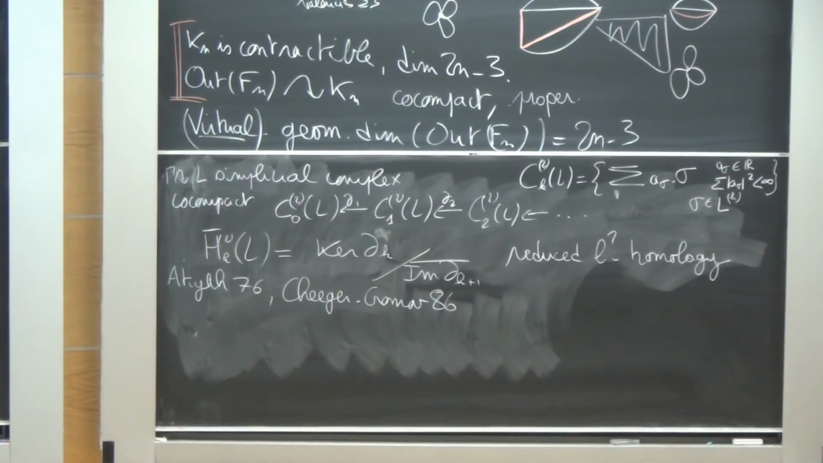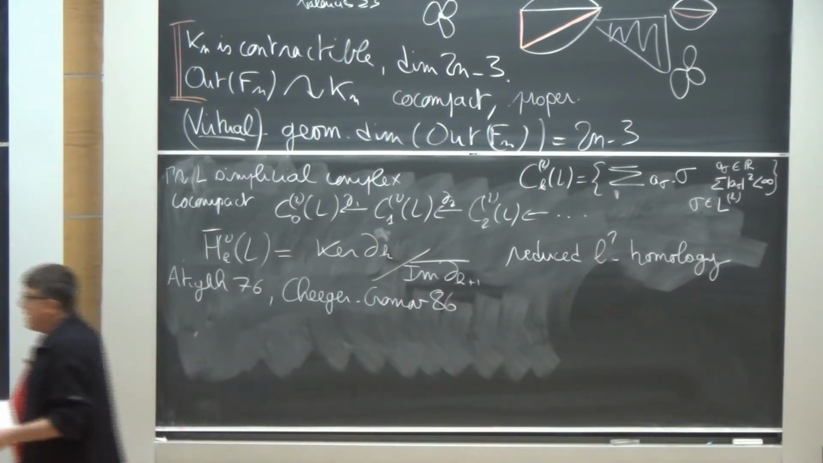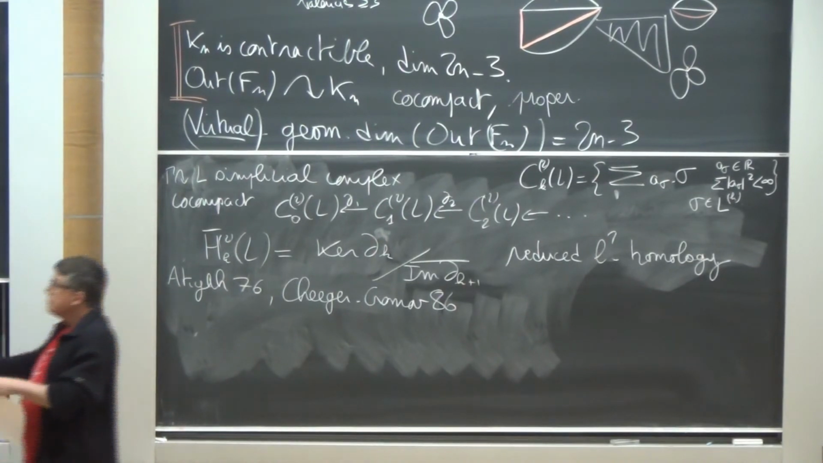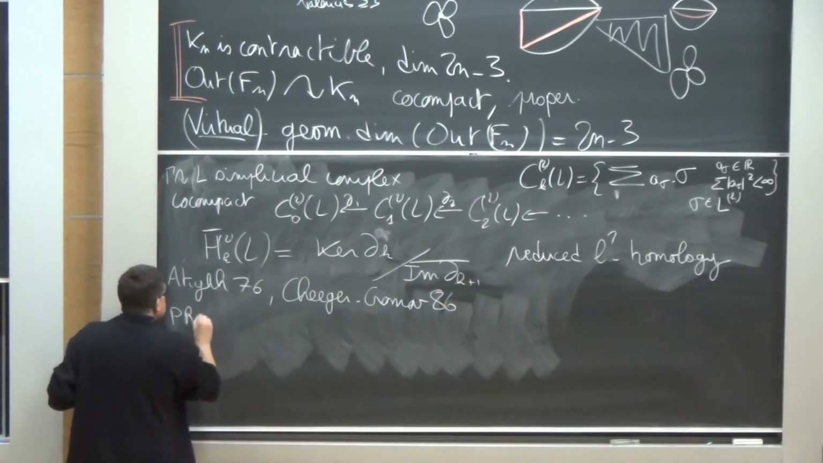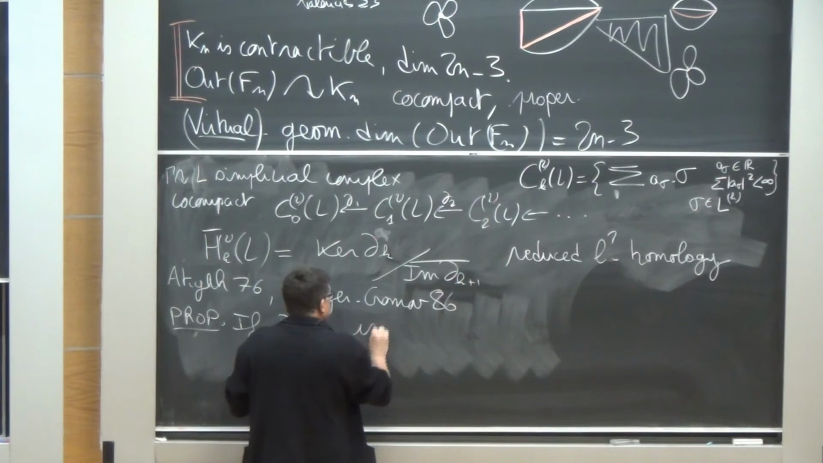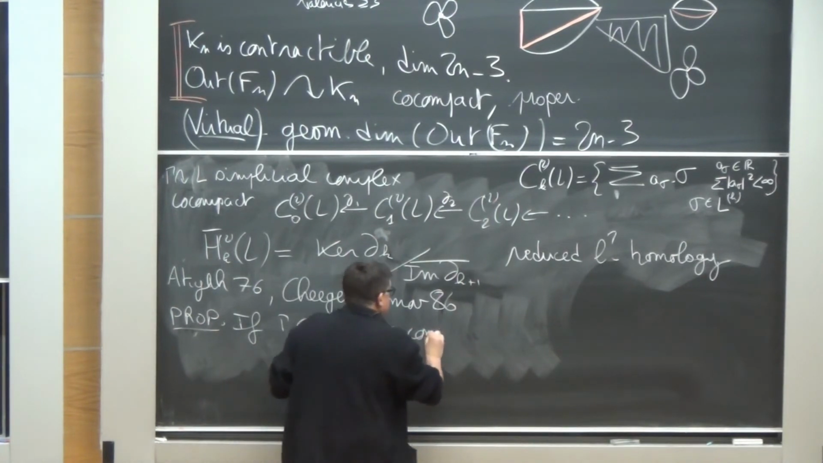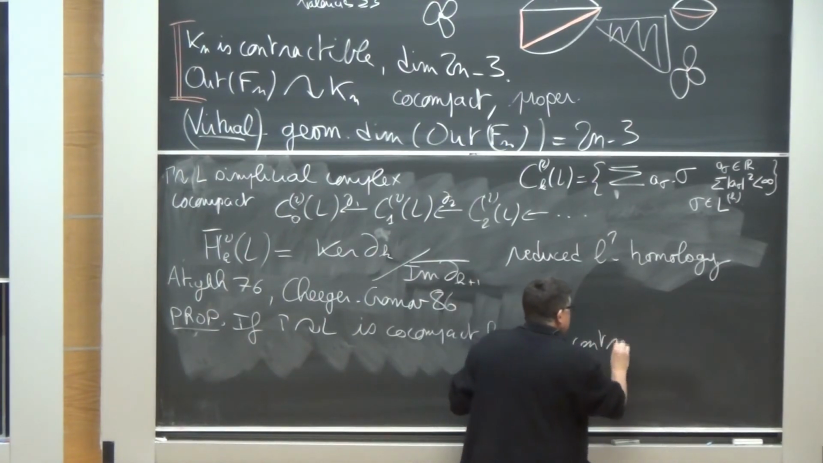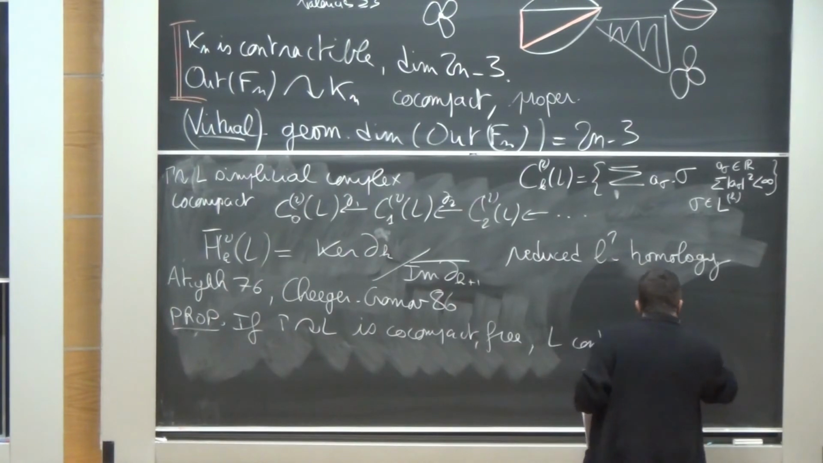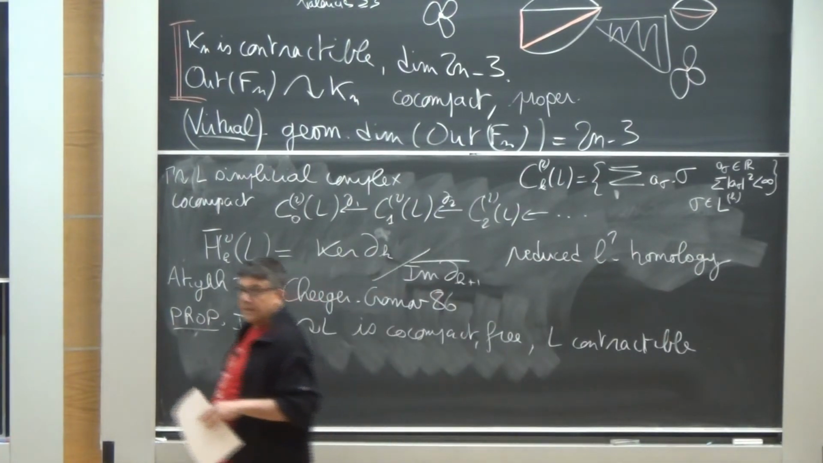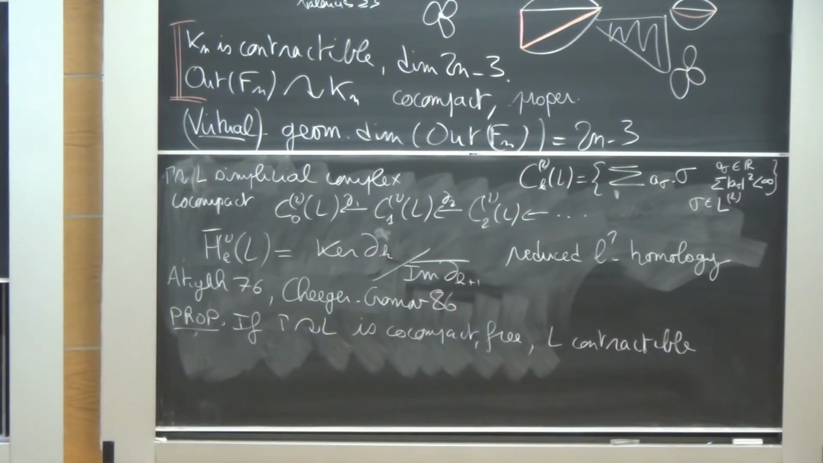Okay? Now comes the proposition, the same as this one for groups. Proposition: if the action of gamma on L is, say, co-compact, free, and L contractible, then the homology does not depend on the particular choice of L. Okay?